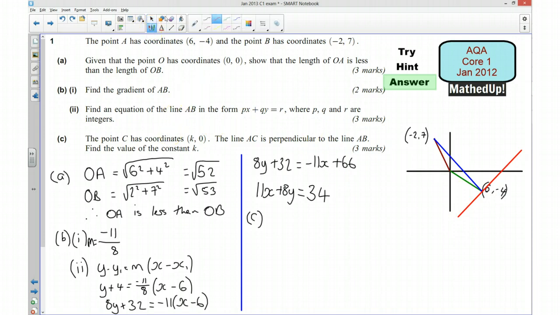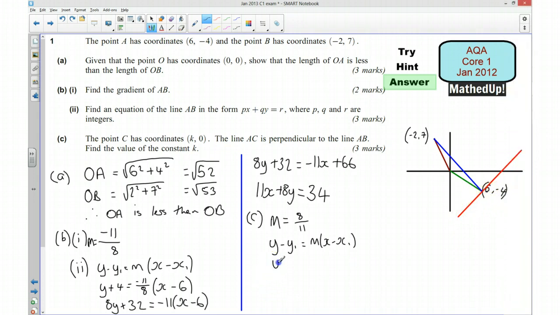Well, the first thing I need to know is what the gradient of this line is going to be. Well, I knew the gradient of this line was negative 11/8. So the gradient of this line is going to be the negative reciprocal of that. So I'm going to have a new m, and this time my m is going to be the negative reciprocal of that there, which is going to be 8/11. I can now use the same method that I did before, because I can use this formula here. I know it passes through the point A, so it passes through this set of coordinates here.